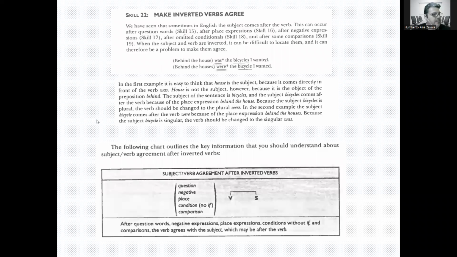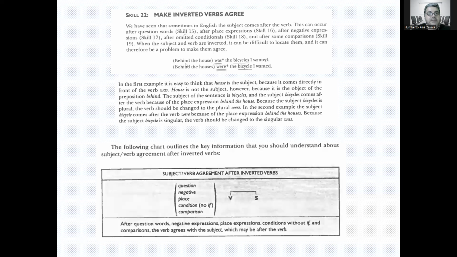Now we're working with the written expression section of the TOEFL test, and we are making subjects and verbs agree. So I'm going to work with skill 22. Make subjects and verbs agree after inverted verbs. We've seen sometimes in English the subject comes after the verb. This can occur after question words, like in skill 15, after place expressions, like skill 16, after negative expressions, skill 17, with conditionals, skill 18, and after some comparisons, like skill 19. When the subject and the verb are inverted, it can be difficult to look at them, and it can therefore be a problem to make them agree.